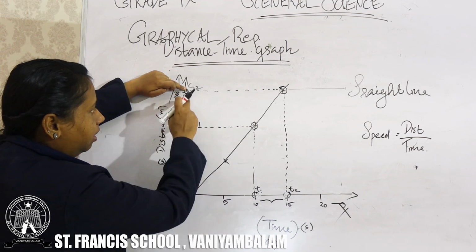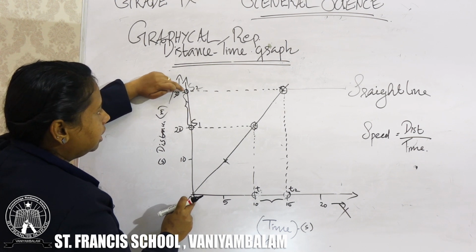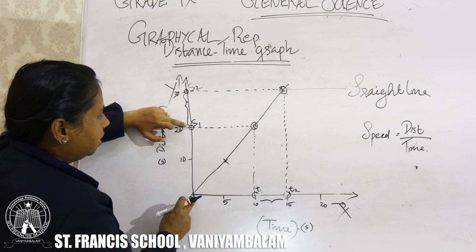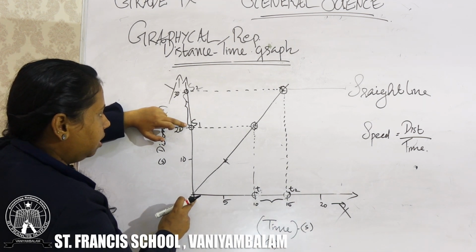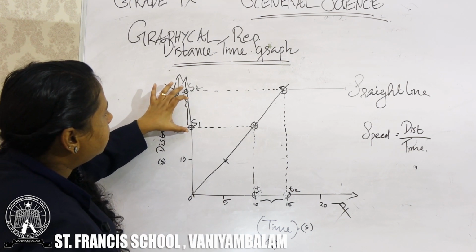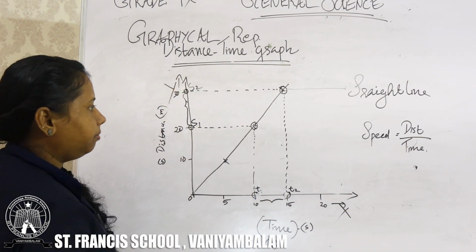What is S2? This is 0 to 30, that is 30, the S2. S2 is 30. And what is S1? It is 20. S1 is 20. So like that we will get the difference in distance in this interval and time.